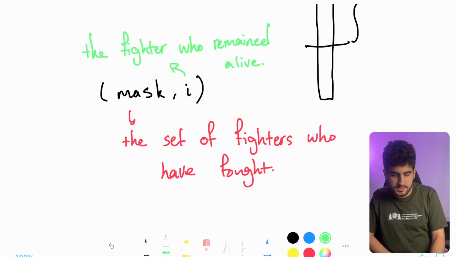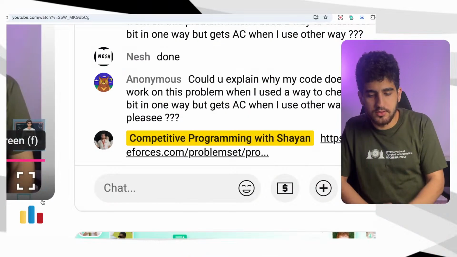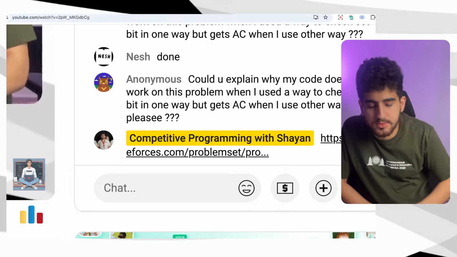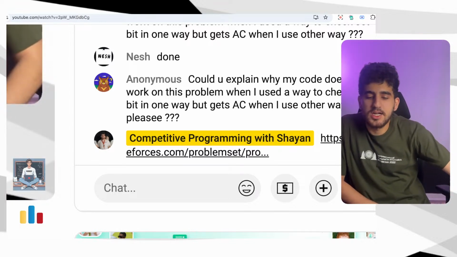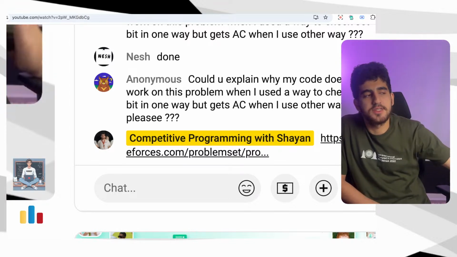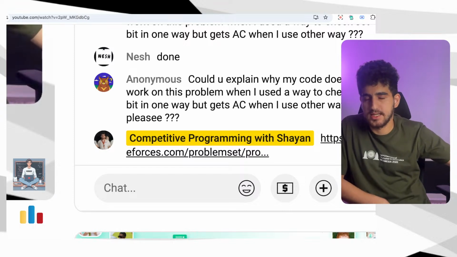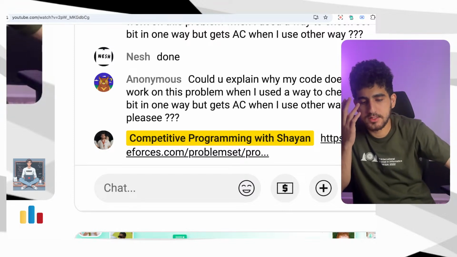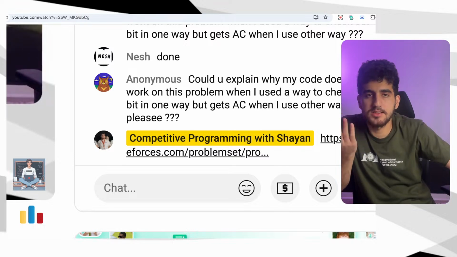Do you guys agree with this? Do you guys agree that this is the only information that you care about? You can again use emojis or put a plus in the chat. So I say that the only thing that we care about is who are the people who have fought and who has remained alive from them.